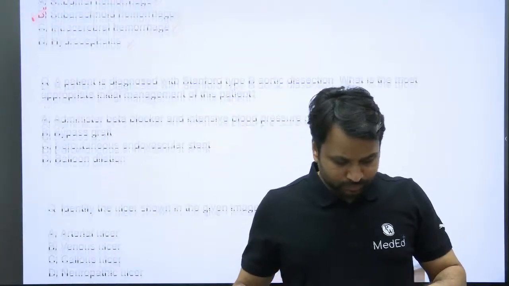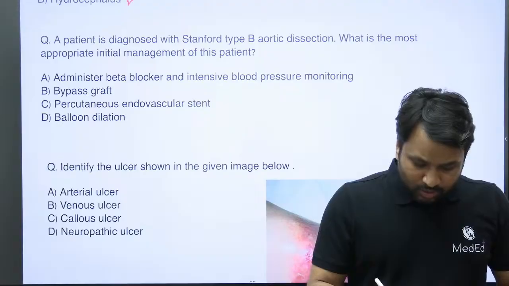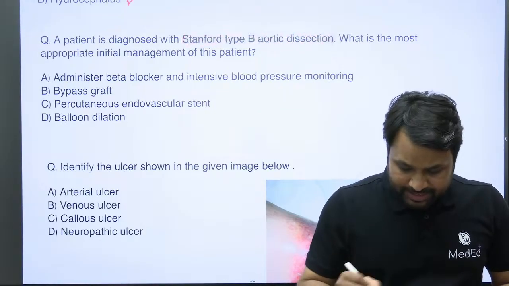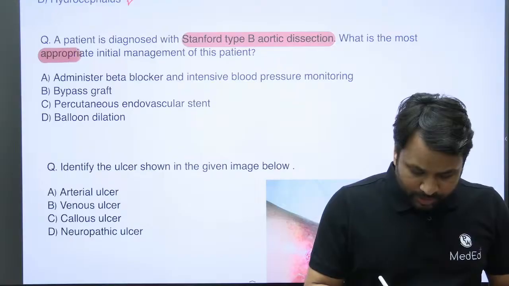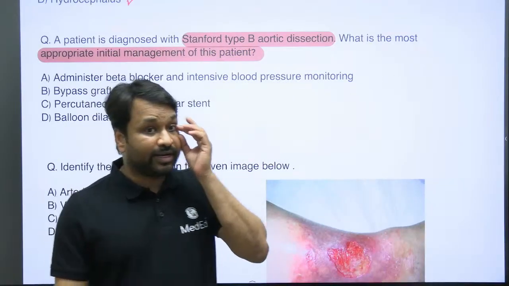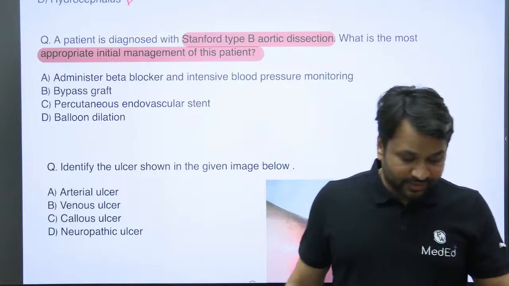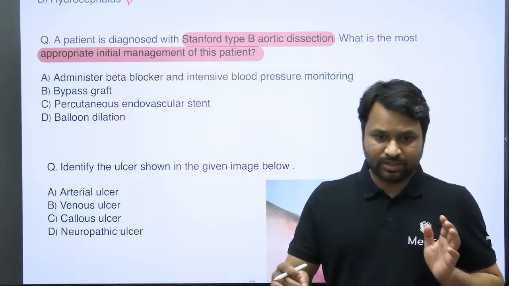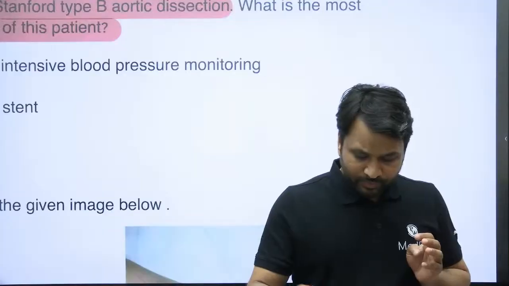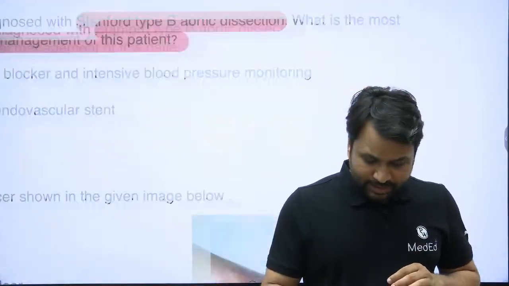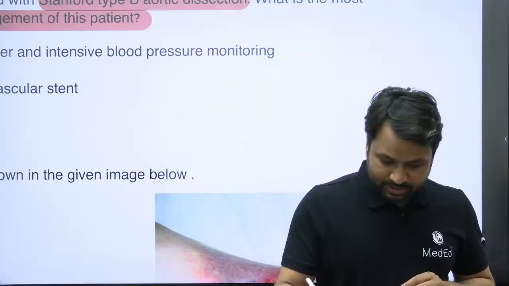Okay? Now, let's go to the next question. We have a patient diagnosed with Stanford B aortic dissection. What is the most appropriate initial management of this step? Usually when we talk about aortic dissections, we have the DeBakey classification, and following the DeBakey classification, we have the Stanford one. So I'll quickly talk about the aortic dissection classification so that we'll understand better.